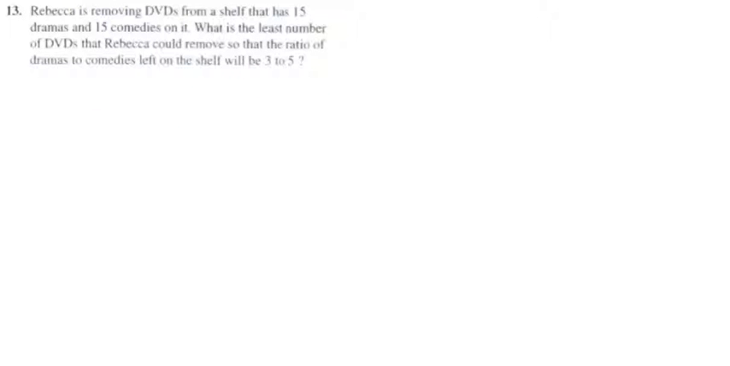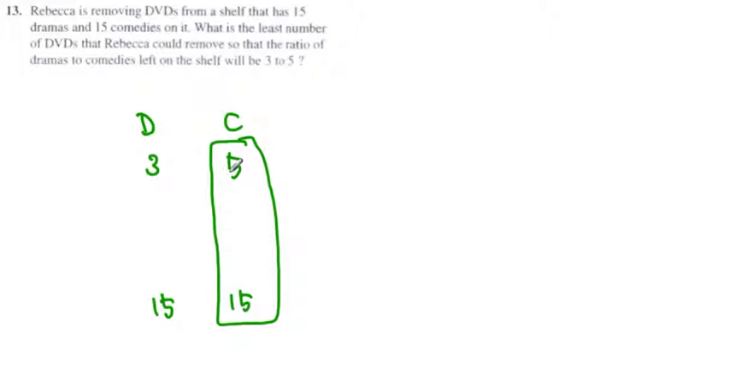All right, number 13. She has 15 dramas and 15 comedies on it. What is the least number of DVDs that Rebecca could remove so that the ratio of dramas to comedies is 3 to 5? Now, we know that both of them have 15 each. The fact that we want to remove the least number of DVDs means we shouldn't touch comedy.